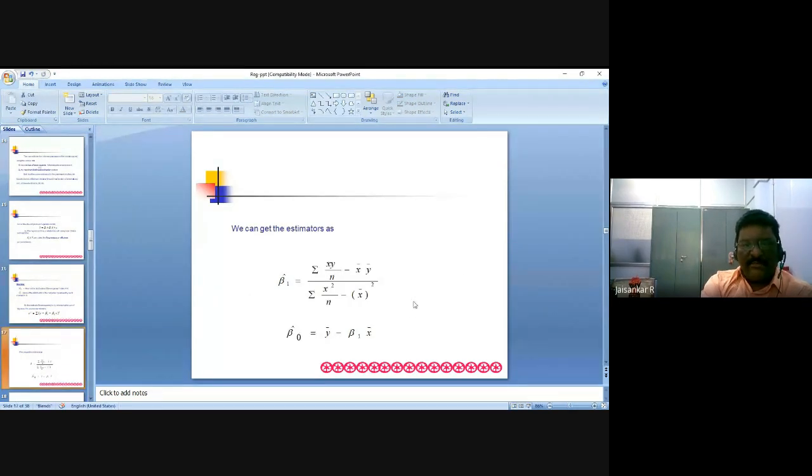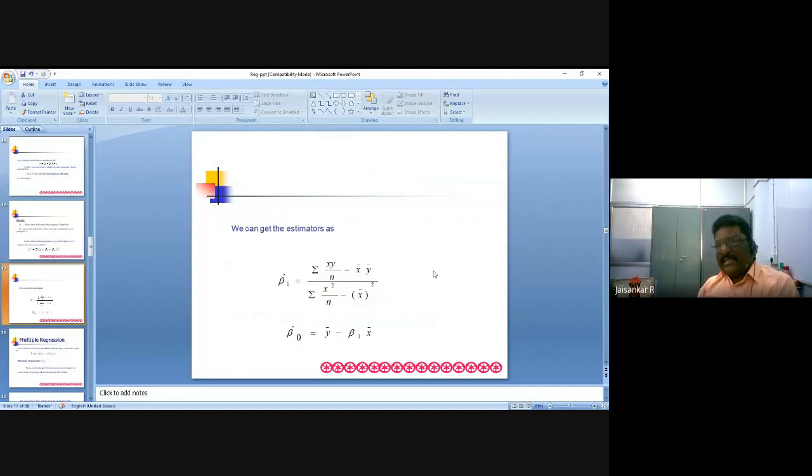Then I can find beta 1 and beta naught by this formula. Remember, the numerators of this formula are the same as the Pearson correlation coefficient formula, and this term is called the covariance between x and y. So we can measure beta naught and beta 1 by using this formula.